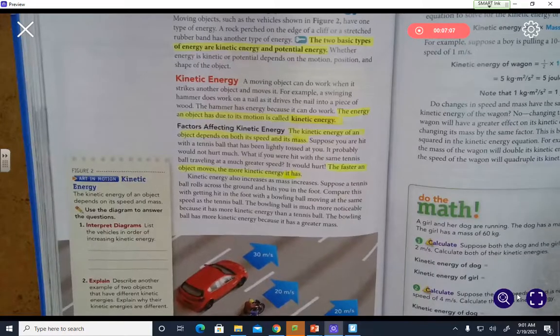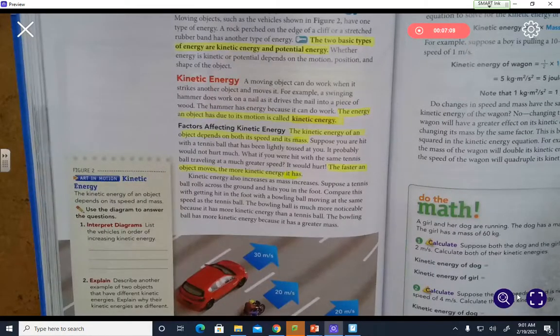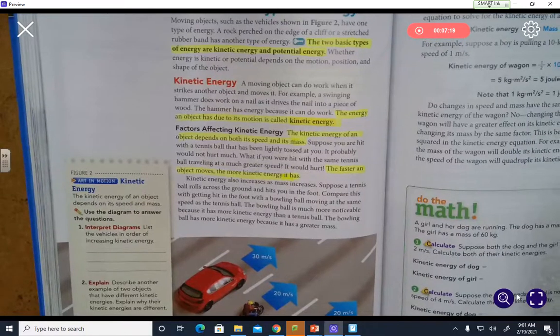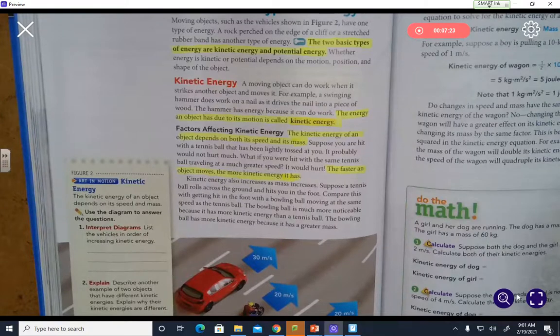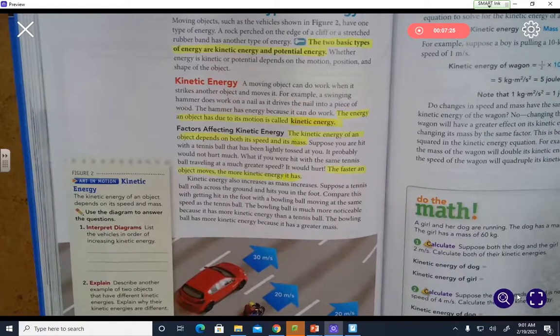Highlight that sentence. Kinetic energy also increases as mass increases. Suppose a tennis ball rolls across the ground and hits your foot. Compare this to getting hit in the foot with a bowling ball moving at the same speed as the tennis ball. The bowling ball is much more noticeable because it has more kinetic energy than the tennis ball. The bowling ball has more kinetic energy because it has the greater mass.